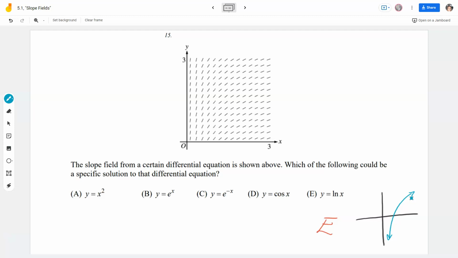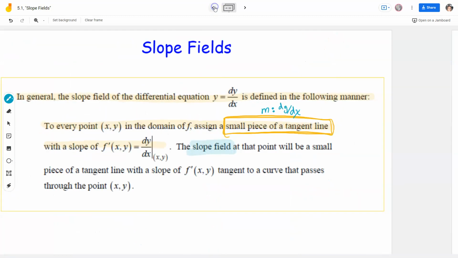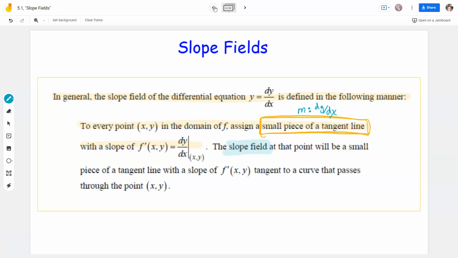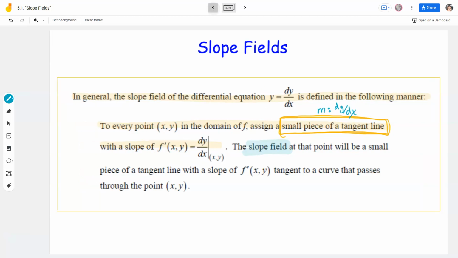Turn to your notes, the very first page. What are slope fields? Or go to that yellow box. It's not a differential equation, careful. It's a representation. The slope field of a differential equation is defined in the following manner. In your notes, to every point we assign a small piece of a tangent line with a slope. There'll be a small piece that passes through each of these points. That's literally how to do a slope field.